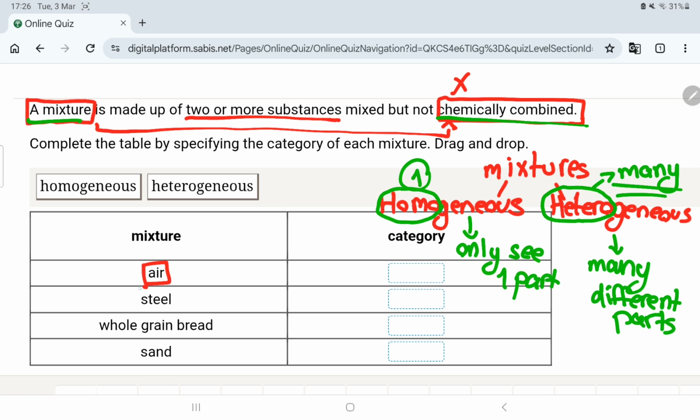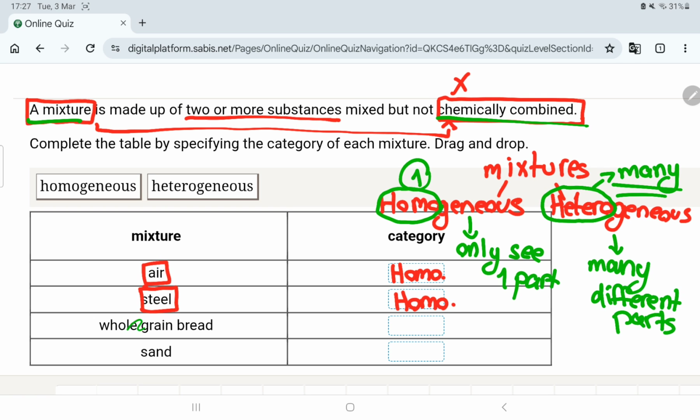Air. Can you see the nitrogen, the oxygen, the carbon dioxide? Can you see it with your own eyes? No, you cannot. So it's a homogeneous mixture. Steel. Steel is a metal solution. Can you see the iron, the carbon, whatever? No, you only see the steel itself. So homogeneous.